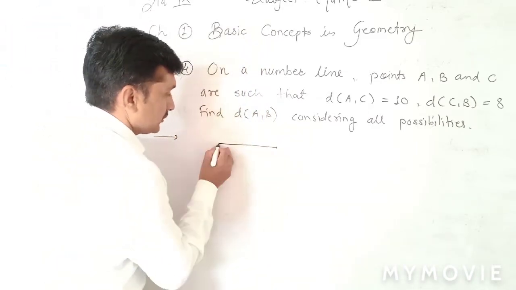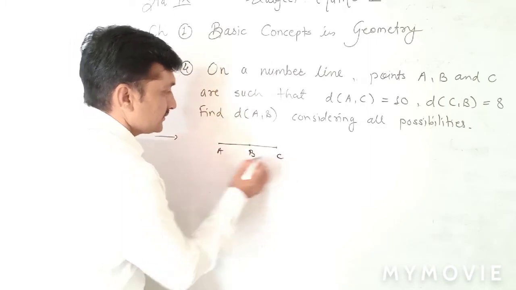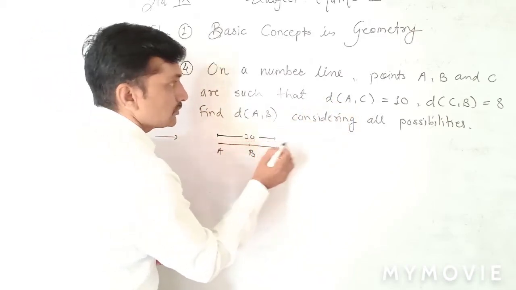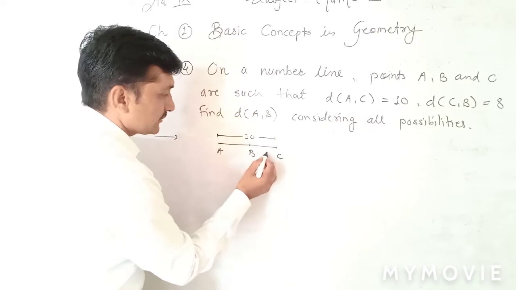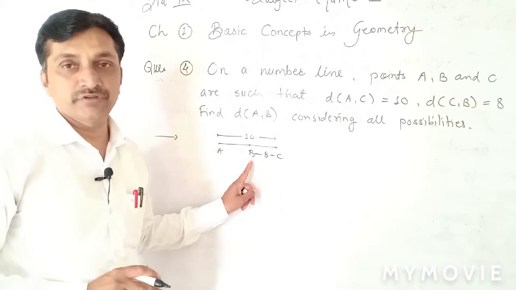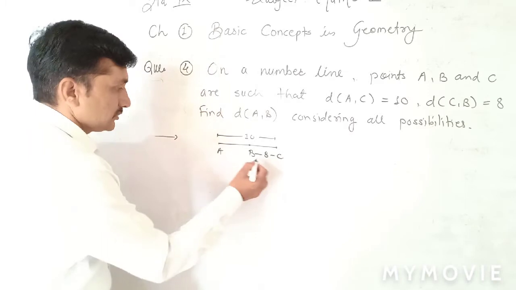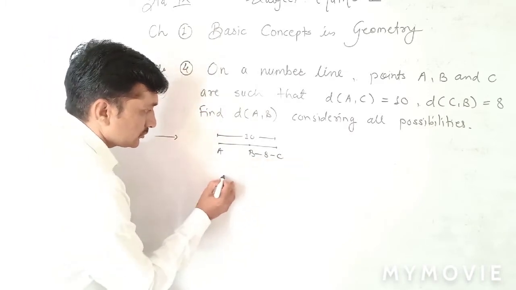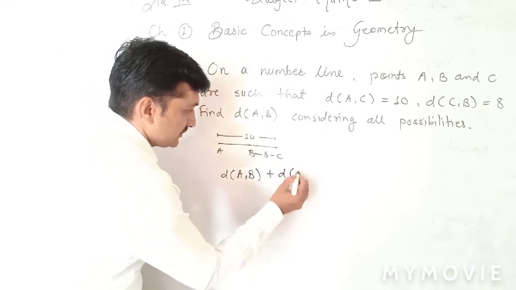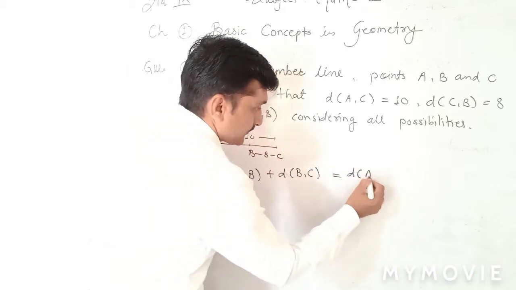First, if we draw 3 points like this, A, B, C. Here AC is given 10 and CB means this 8. This is the first possibility, B in between. Let's find distance AB by taking this possibility, by the betweenness property. Here distance AB plus distance BC is equal to total distance AC.